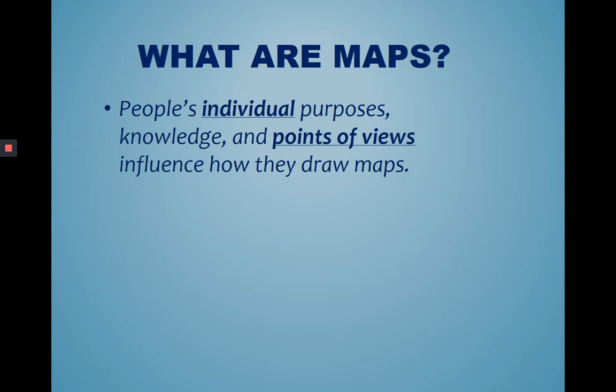Again, people's individual purposes, knowledge, and points of view influence how they draw maps. So that's something that we call perspective. And this is going to very much influence what maps look like. For example, someone on the east part of this country might draw a map differently than someone who's on the west side of the country.